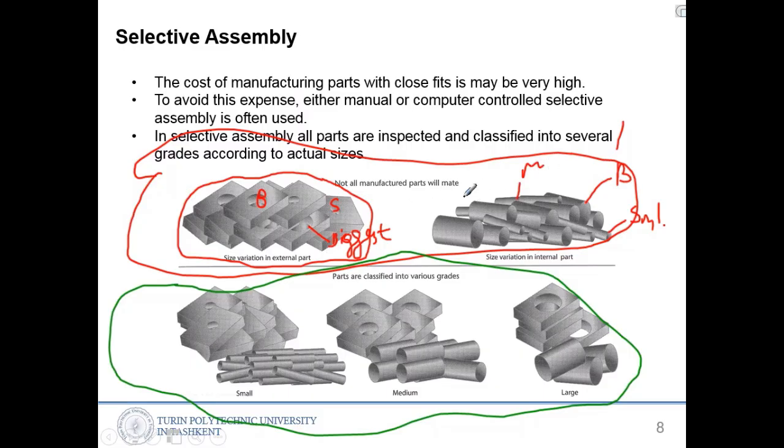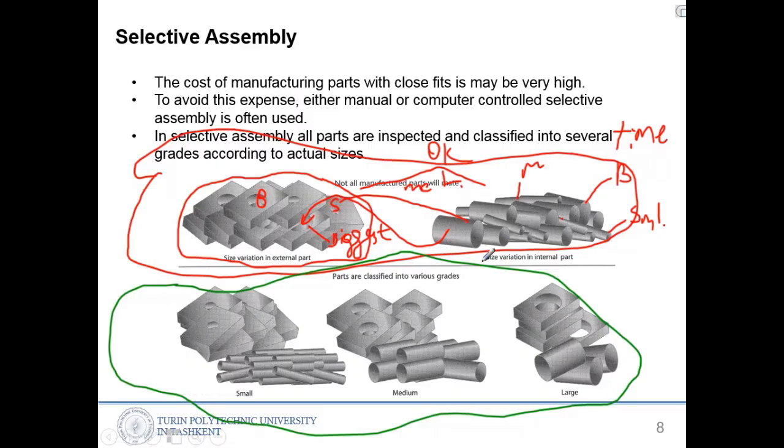To fit them, we take the smallest one and match it. If it's okay, it's okay. If not, we put it back in its place, take another one and check again. If not okay, we put it back again and take another one. Finally we find the one that fits. So it will take time. Time means money. It's time consuming.